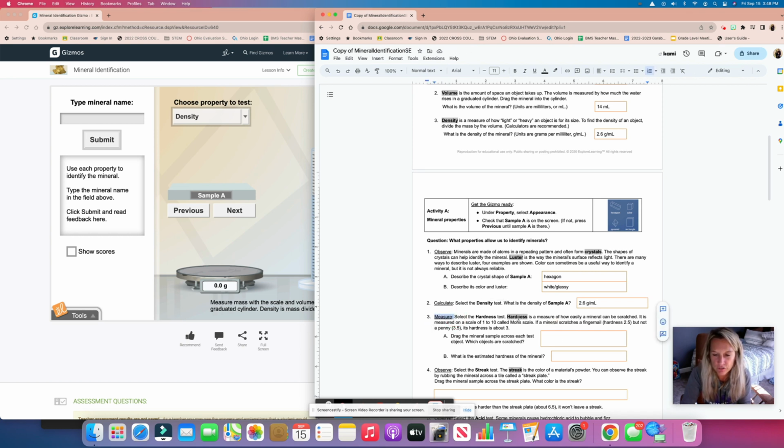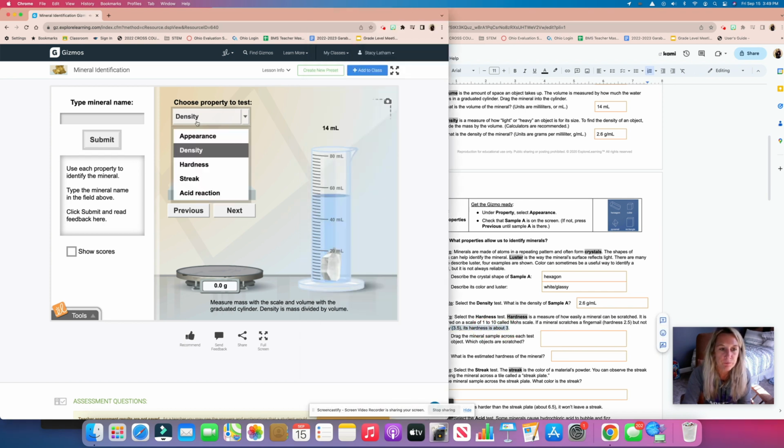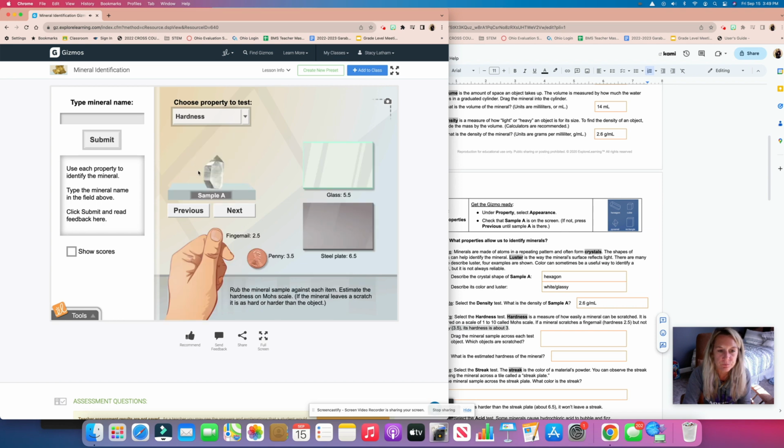All right, now it says measure. Select the hardness test. Hardness is a measure of how easily a mineral can be scratched. It is measured on a scale of 1 to 10 called Mohs hardness scale. If a mineral scratches a fingernail, which is a hardness of 2.5, but not a penny, its hardness is about a 3. So let's go over here. We're going to select hardness.